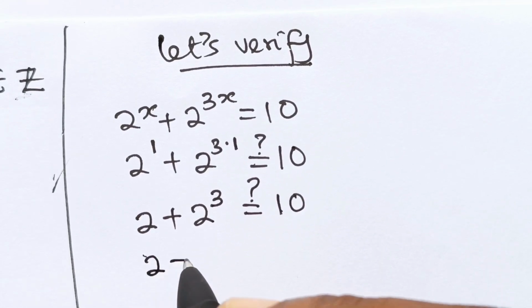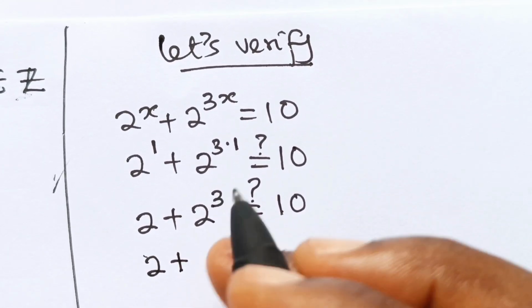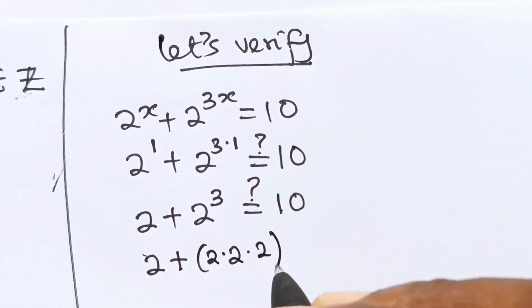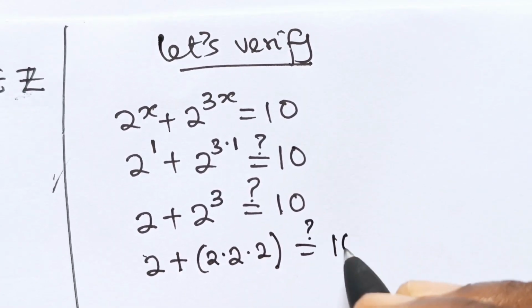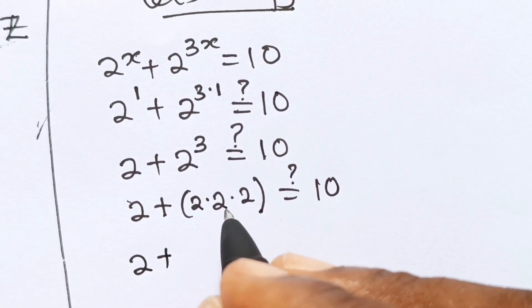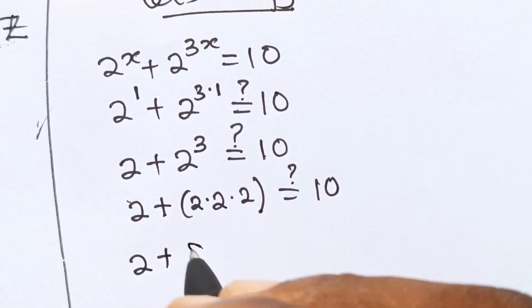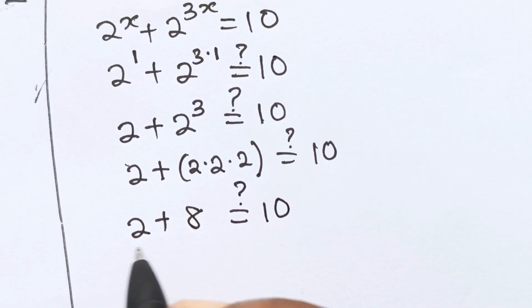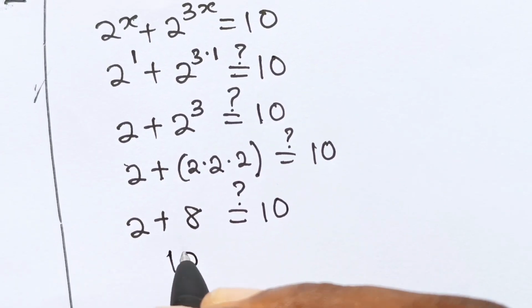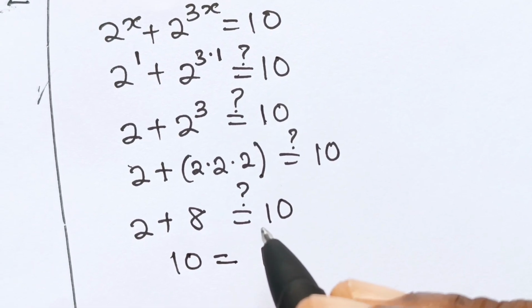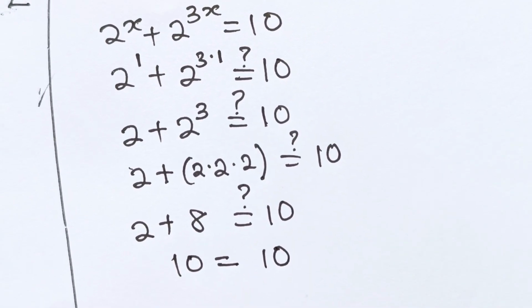So we have 2 plus 2 to the power of 3 means 2 multiplied by 2 multiplied by 2. Now is this actually equal to 10? So we have 2 plus 2 times 2 is 4, 4 times 2 is 8. Is this actually equal to 10? Now 2 plus 8 is 10. And you can see that yes, 10 is equal to 10. And that proves that the answer we got is correct.